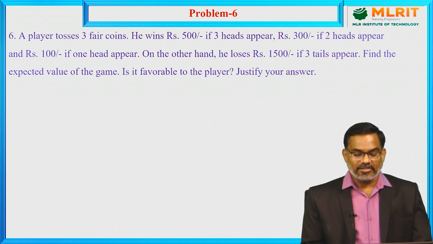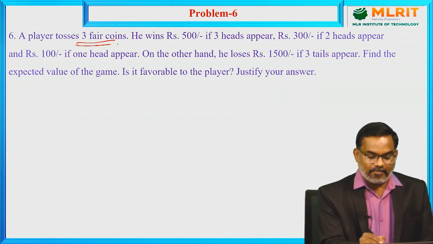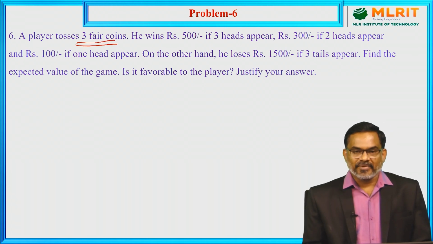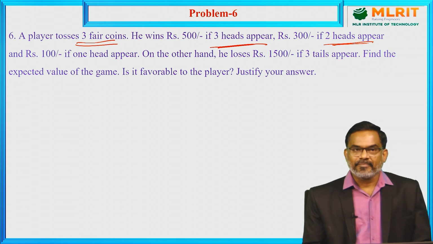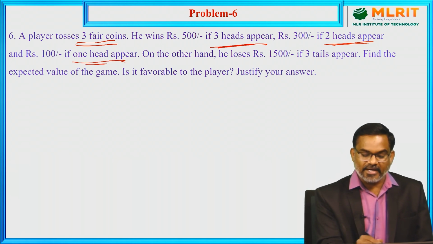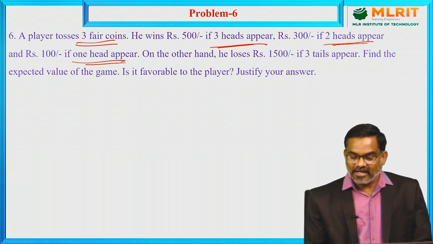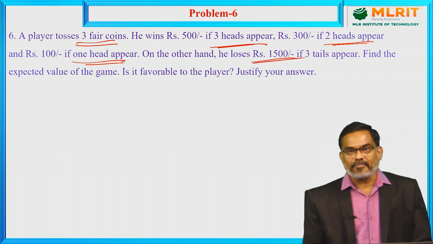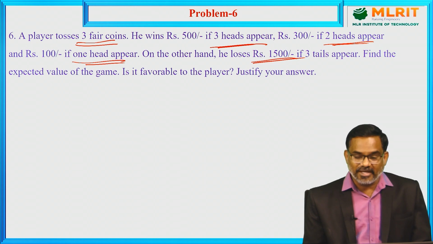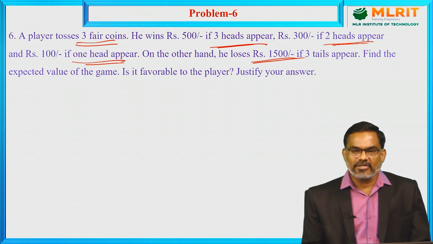Now, coming to the next problem. This problem is related to games. A player tosses 3 fair coins. He wins rupees 500 if 3 heads appear, rupees 300 if 2 heads appear, and rupees 100 if 1 head appears. On the other hand, he loses rupees 1500 if 3 tails appear. Find the expected value of the game. The question is to find the expected value of the game, and is it favorable to the player?